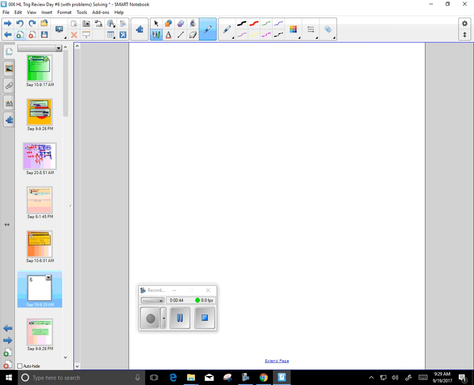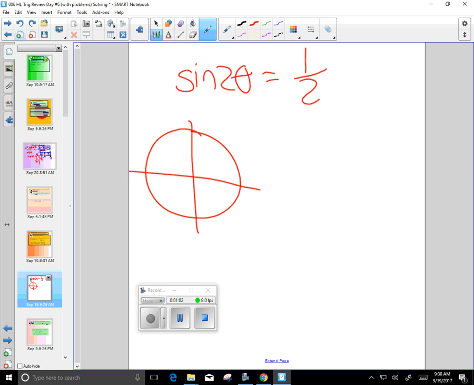Go to a blank spot, and would you write sine 2 theta equal to 1/2. We're going to start that first. I'm going to do a couple of these and show you how interesting they are. Sine 2 theta equals 1/2. How many values on the unit circle are going to give you sine of 2 theta equal to 1/2?